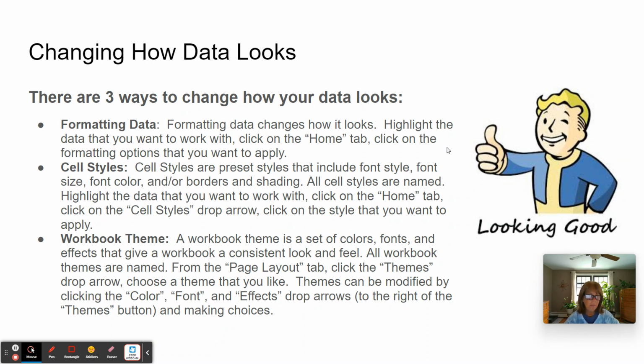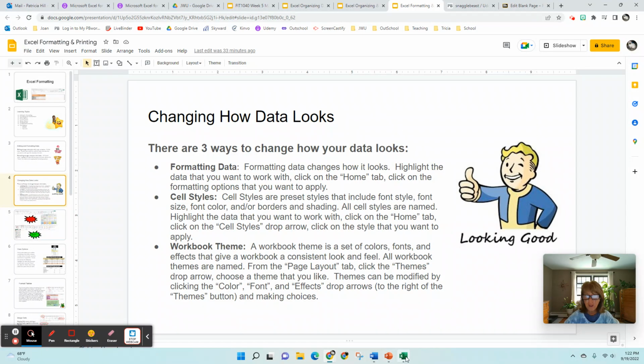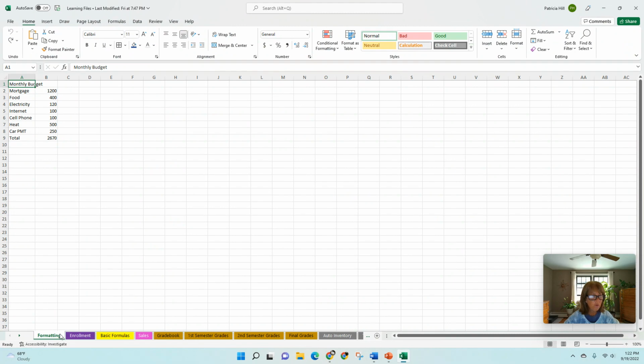Now, a workbook theme is another way to format your data. Workbook themes are applied to the whole workbook rather than a selected range of cells. The way you use them is you go to the Page Layout tab, click on the Themes drop arrow, and then just point and click on the one that you'd like. So I'm going to navigate out of this presentation and go to my Learning Files workbook on the Formatting tab and demonstrate the tools that we just talked about.